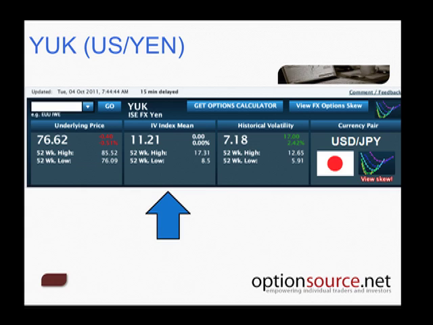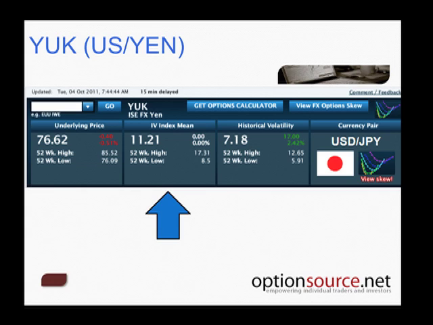So what that's telling us is that the option premiums are starting to get a little bit more expensive, with the expectation or the anticipation that a move is going to take place. So the move hasn't taken place, but the expectation is that a move is going to take place.